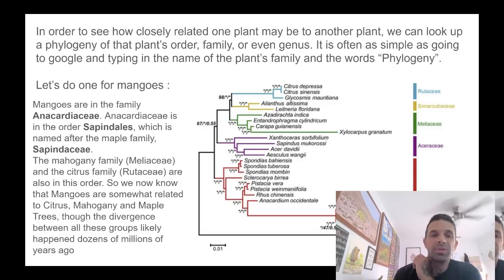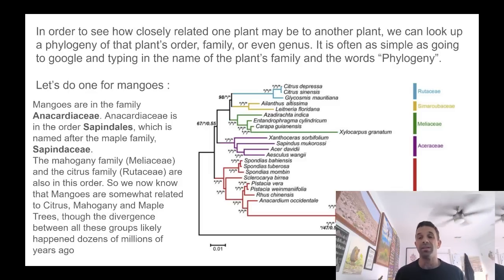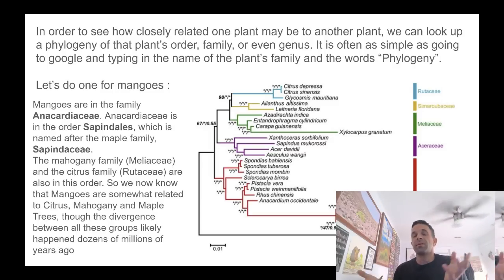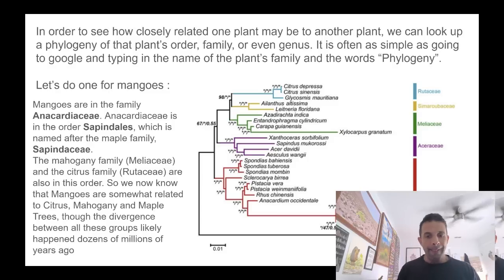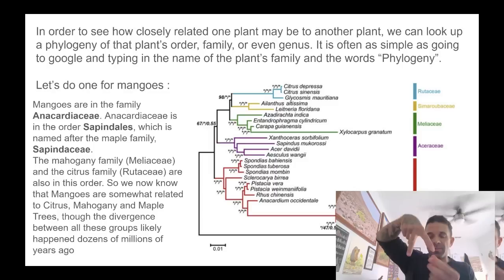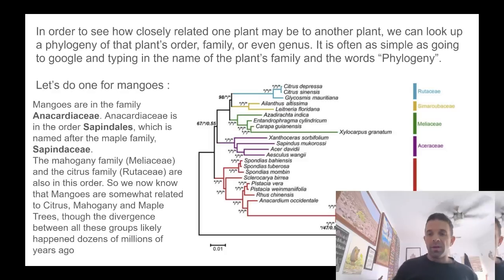It is often as simple as going to Google and typing in the name of the plant's family and the word phylogeny. So if I want to see a phylogeny for the cactus family, because I'm curious, for instance, what is sister to, which is a word that means what is most closely related to. Again, if you imagine a pyramid cladogram, the plant species at either end of that fork, those are sister taxa. Okay, a family can be sister to another family, or a genus can be sister to another genus, or a species can be sister to another species, etc.